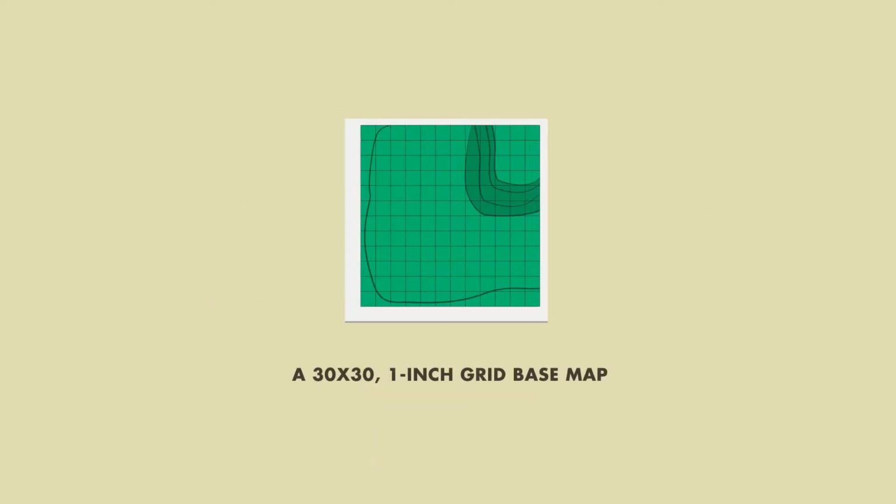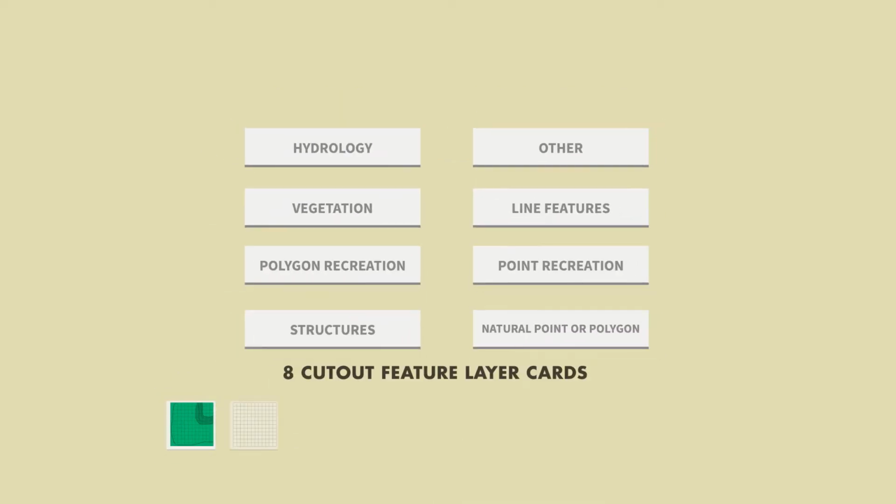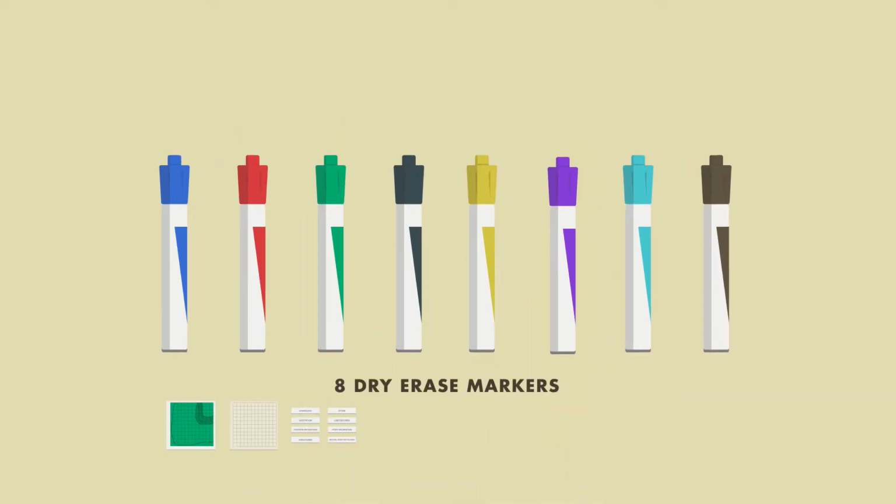A 30 by 30, 1-inch grid-based map. The map should have a small hill. 8 clear layer sheets the same size as the base map. Each should be labeled as an individual feature layer and have a grid just like the base map. 8 cutout feature layer cards. 8 dry erase markers. Try to get 8 different colors.